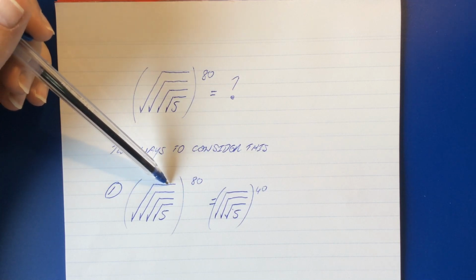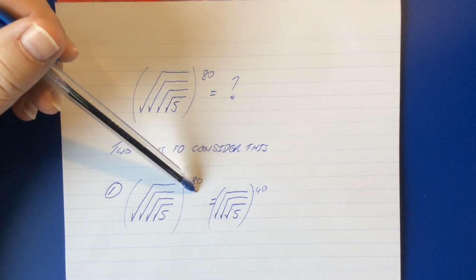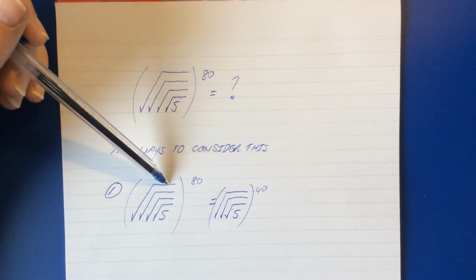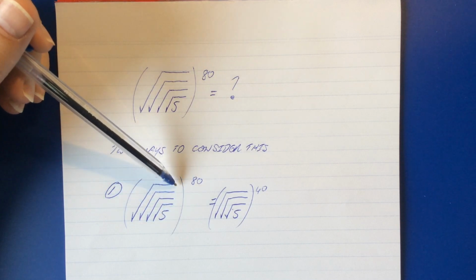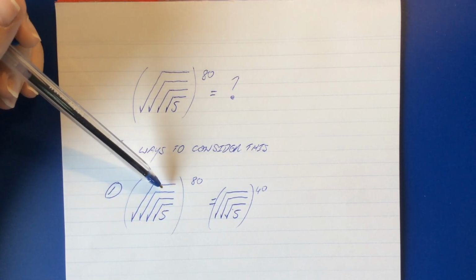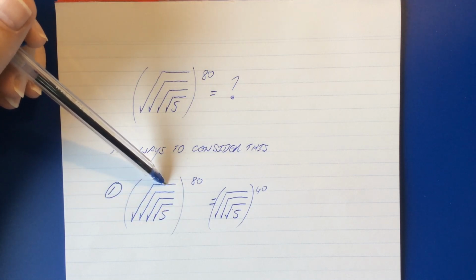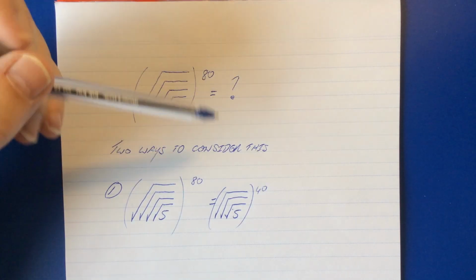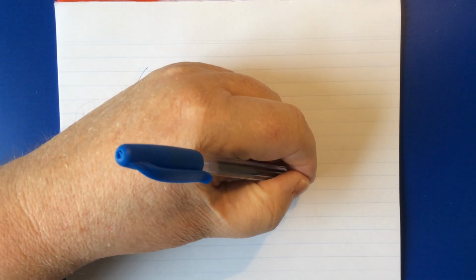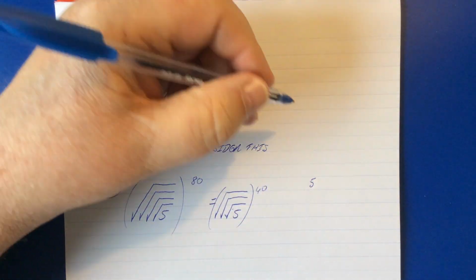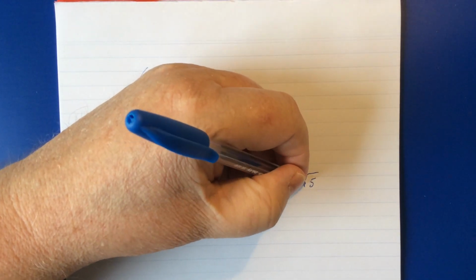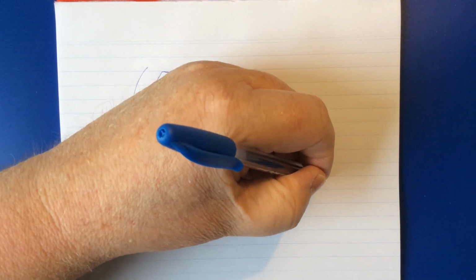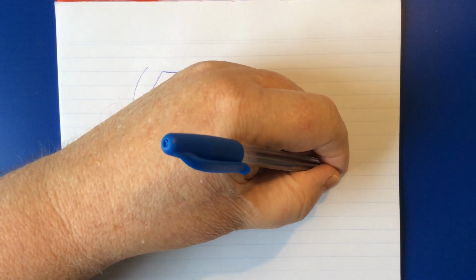The power of 80 has to multiply whatever power is in here. Now, each one of these square roots is a power of a half. So if we wanted to write the square root of 5 as an index, that would be 5 to the power of a half.